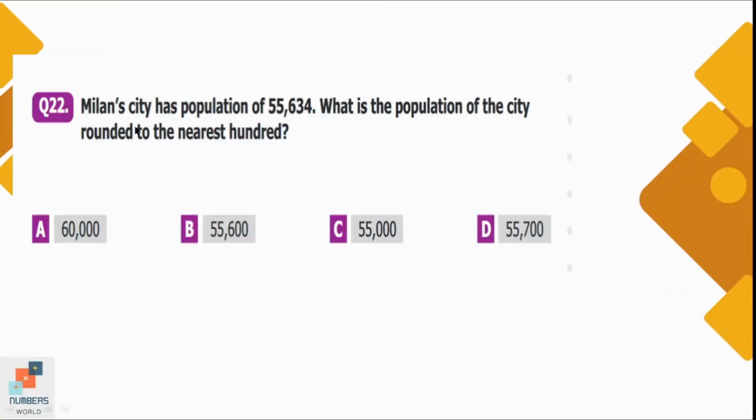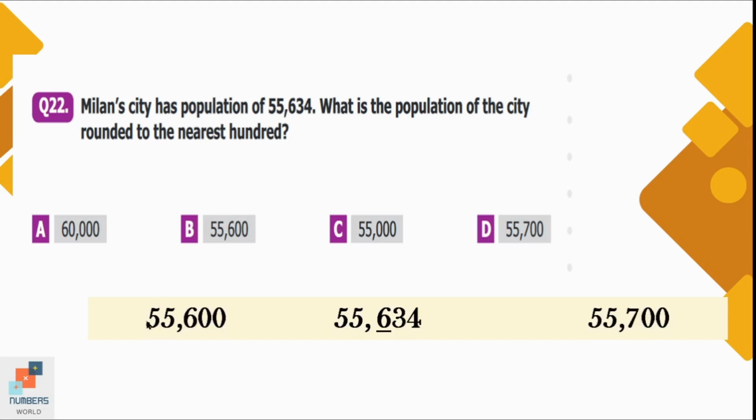Question number 22. Milan city has population of 55,634. What is the population of the city rounded to the nearest hundred? If we look at the given number, 55,634, it lies between 55,600 and 55,700. But as 634 is closer to 600, we will round this number towards 55,600. So option B is the correct option here.